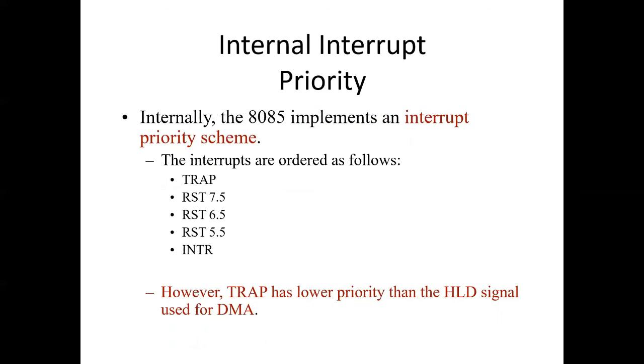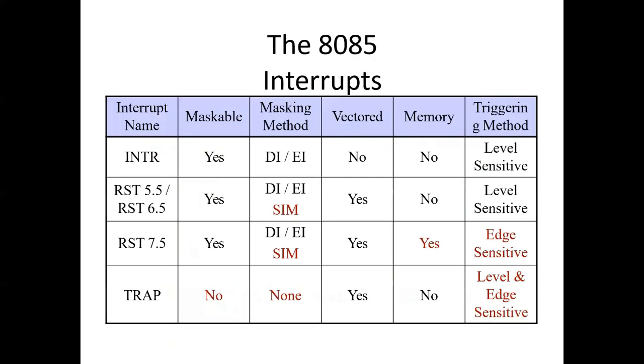Internal interrupt priority. Internally, the 8085 implements an interrupt priority scheme. The interrupts are ordered as follows: trap, RST 7.5, RST 6.5, RST 5.5, and INTR. However, trap has lower priority than the HLD signal used for DMA.